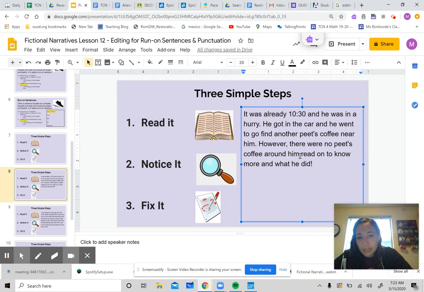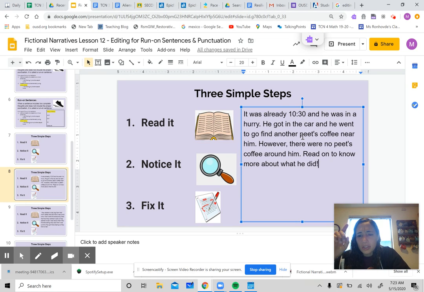That's a complete thought. So a lot of you are thinking, put a period. And then capital R, because capital letters come after the period. Read on to know more, and then maybe about what he did. Whoa, let's read the sentence again to see if it makes more sense. It was already 10:30 and he was in a hurry. He got in the car and he went to go find another Pete's.